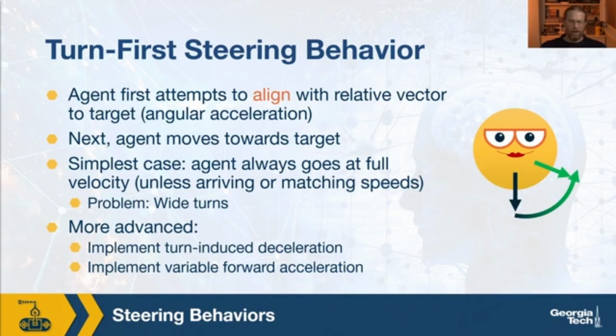So there's two parts to this. One is implementing a turn-induced deceleration, and the other is implementing a variable forward acceleration. So we're not always going to be accelerating full speed ahead all the time. Instead, it's going to be dependent on where our target is relative to the current facing. So I'll go over how this would work.